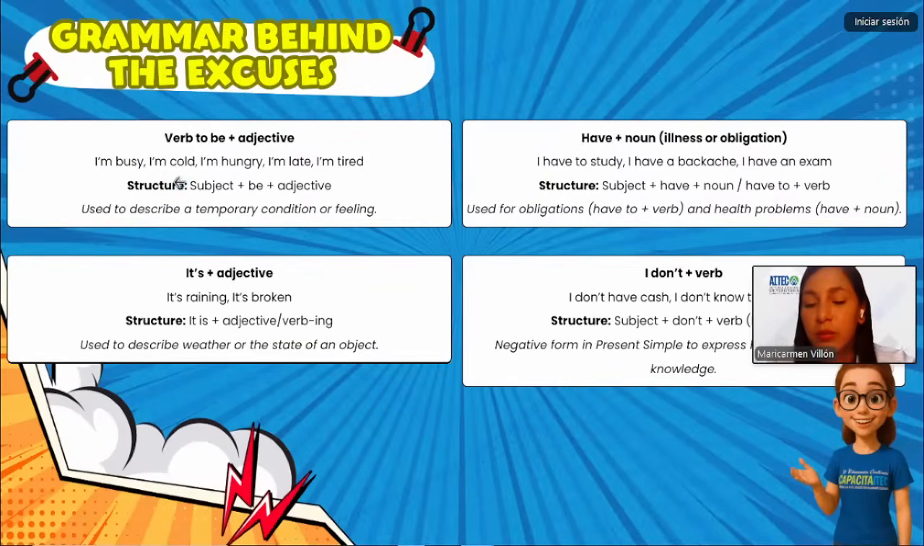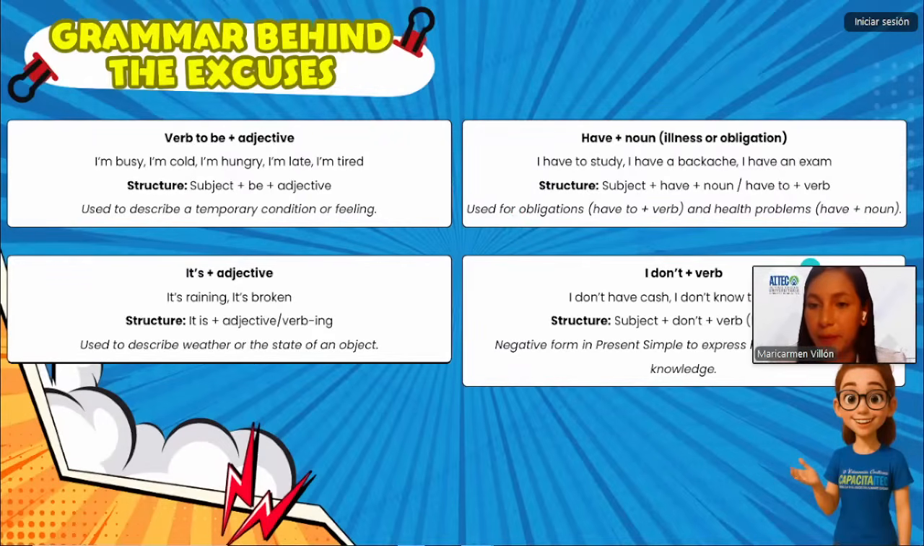I'm cold. Estoy con resfriado. I'm hungry. Estoy con hambre. I'm late. I'm tired. Estoy tarde. Estoy cansado. ¿Ok? Entonces, ¿cuál va a ser su estructura? Vamos a usar el sujeto, el verb to be y el adjetivo. ¿Sí? Para describir una condición temporaria de cómo nos sentimos. Aquí hay algo, entonces ya puedo dar una razón o alguna excusa para no hacer algo. ¿Ok? Puedo usar el verb to be plus an adjective. ¿Estamos?